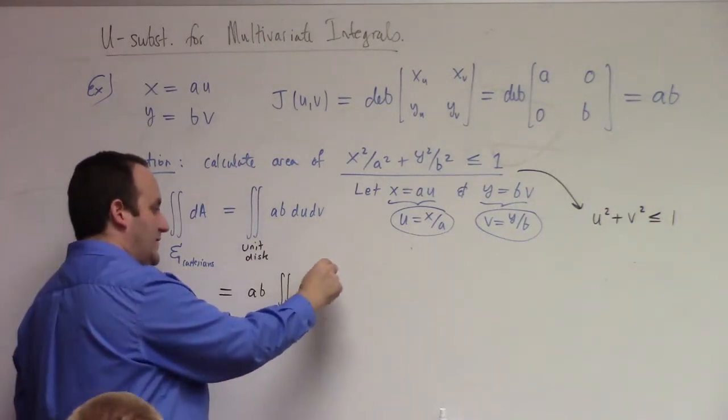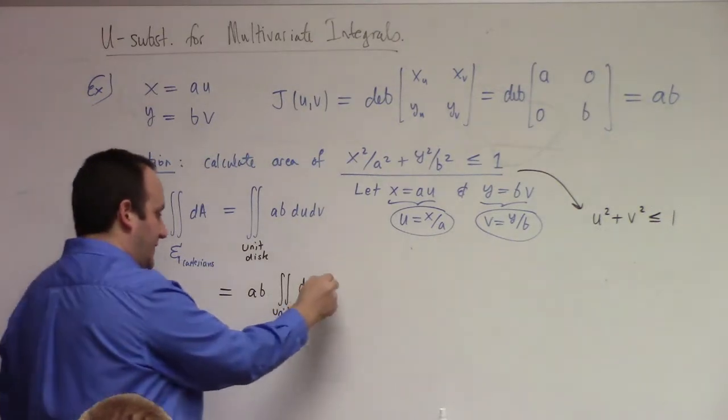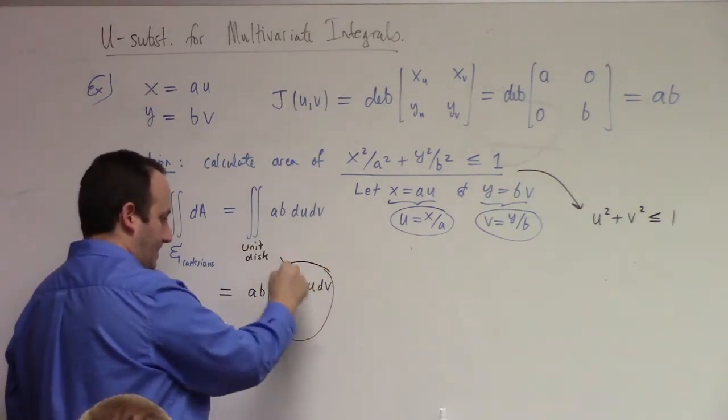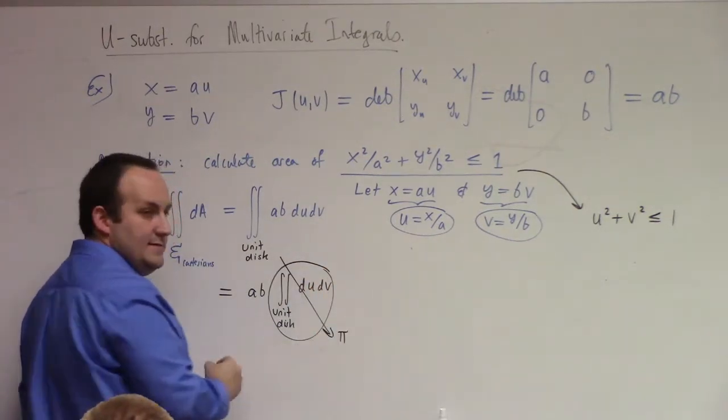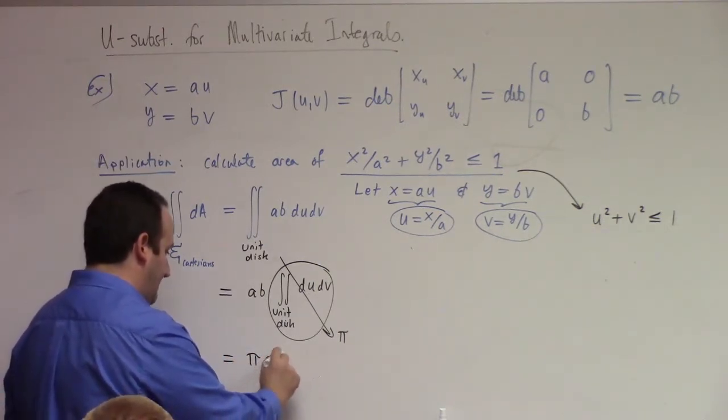Well, assuming that we know that the area of a circle is pi if it has radius 1, we know that this thing does what? Pi. And so the answer is pi AB.